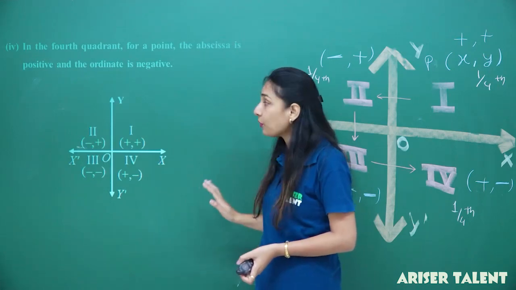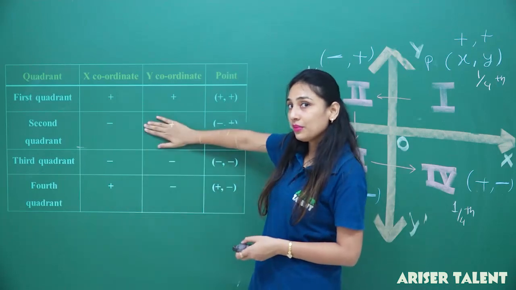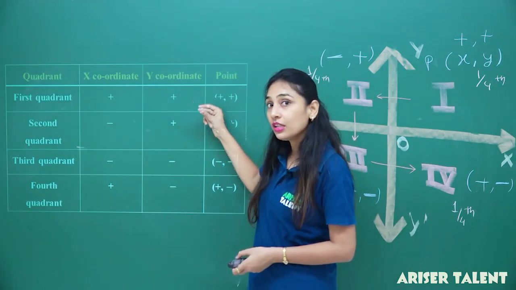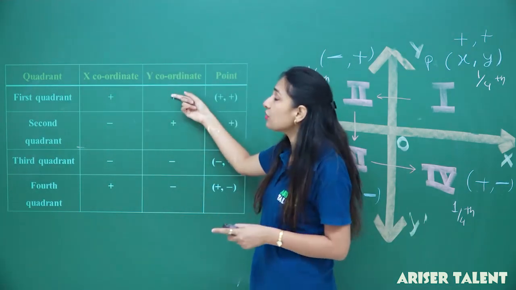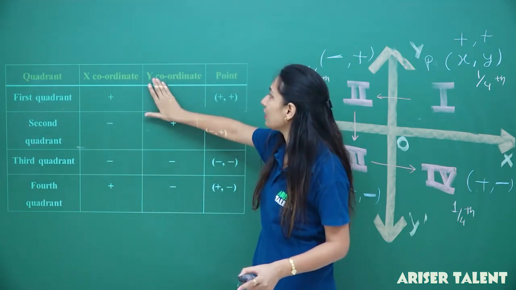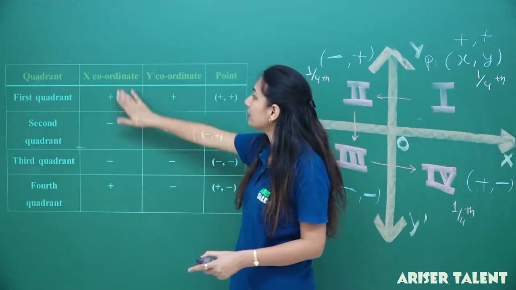Okay, so done with that checkpoint. Now here's a table, this tabular form of x coordinate and y coordinate. Now tell me, what is this x coordinate? Abscissa. And what is this y coordinate? Ordinate. So y is ordinate, this is abscissa.